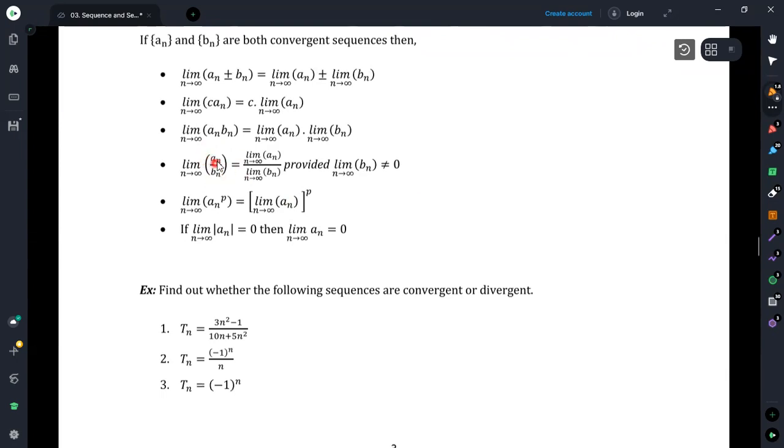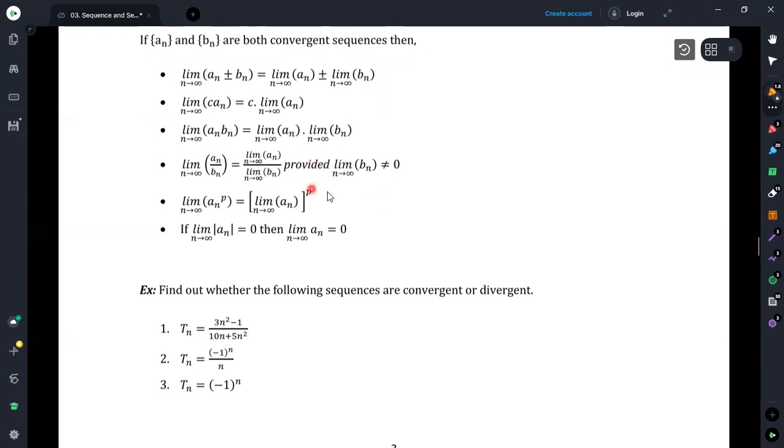Then if you obtain a new sequence by taking the division, the quotient or the ratio of two sequences, it is given as an divided by bn. Here also we will get a new sequence, and it can be considered as the limit of an as n goes to infinity divided by the limit of bn as n goes to infinity. Here the concepts of limits are used. Using this concept, we take the division of two finite values, and again we get the new sequence as a convergent sequence.